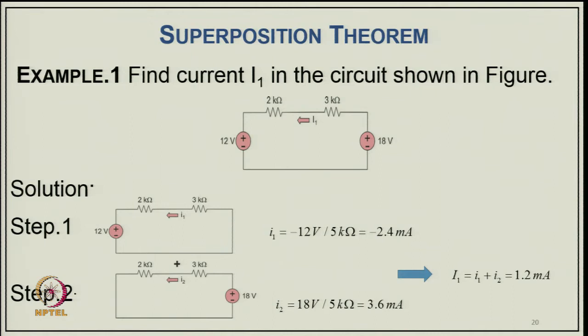In the second step, we short circuit the first source and apply the second source, then find current I2. The 18 volt source is there, so 18 volt divided by 5 kilo ohm, the same resistance of the circuit. This comes to 3.6 milliampere. Now we can find the total current I in the circuit, which will be the sum of I1 plus I2. I1 is minus 2.4 and I2 is plus 3.6, so the net effect, with the proper polarity, is 1.2 milliampere. That is how we apply the superposition theorem with multiple independent voltage sources in the circuit.